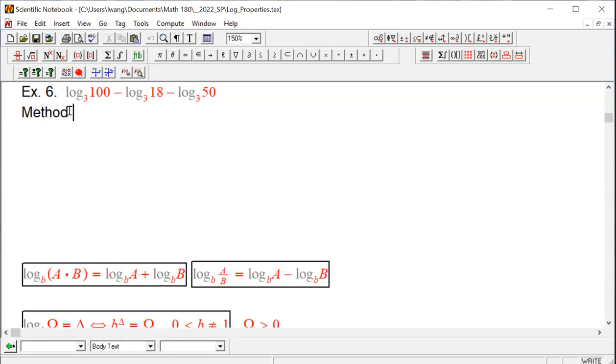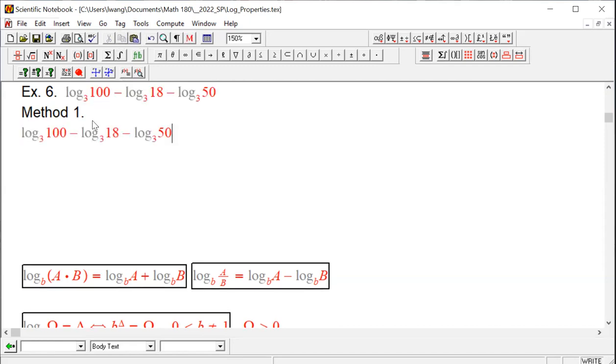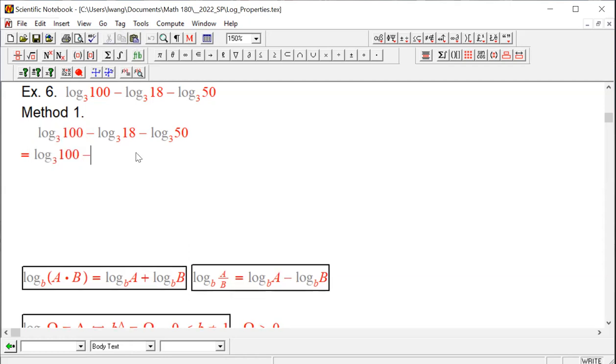Method 1. You can actually pause the recording and try your own before you see my answer. I'm going to show you more than one way here. The first way, I can go by the order, but I'm not going to go by the order. So what I'm going to do is subtract.